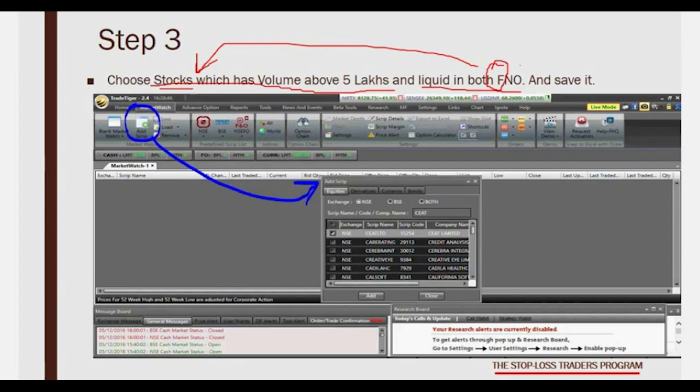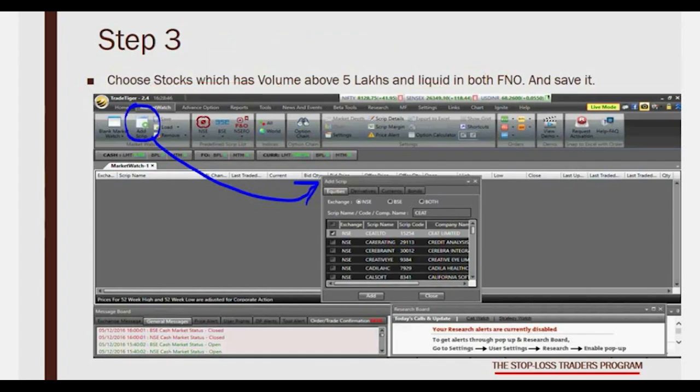Next, step number 2: open up whatever platform you are using and create a new market watch. This is Trade Tiger, and you can select New Market Watch. If you click, a new market watch opens, and you can add scripts here.